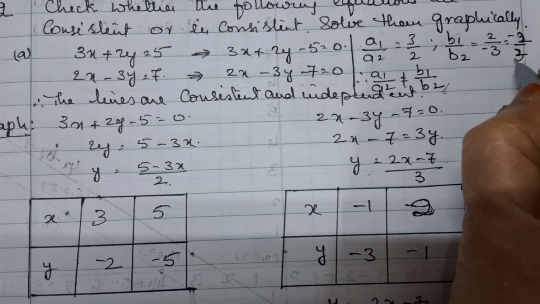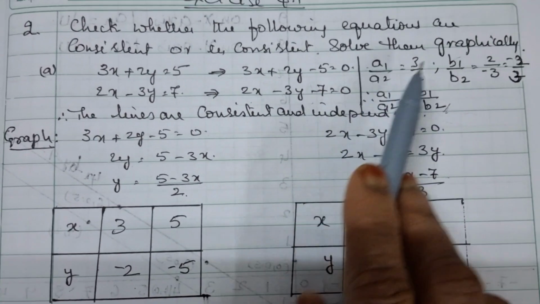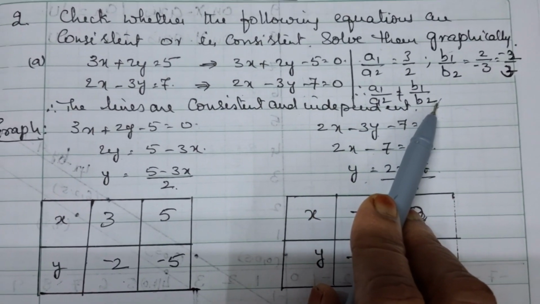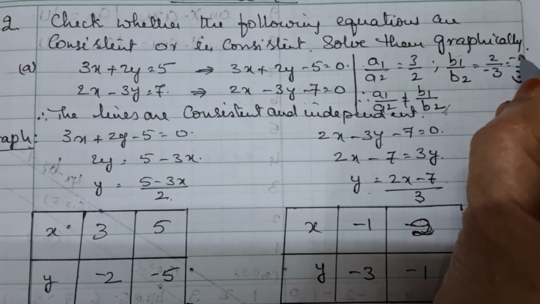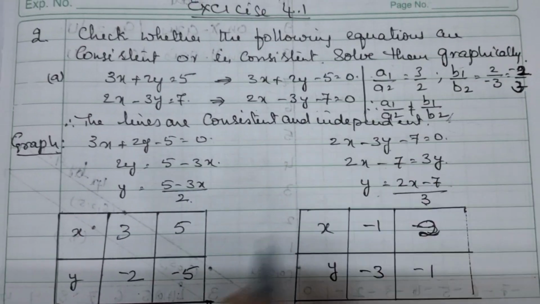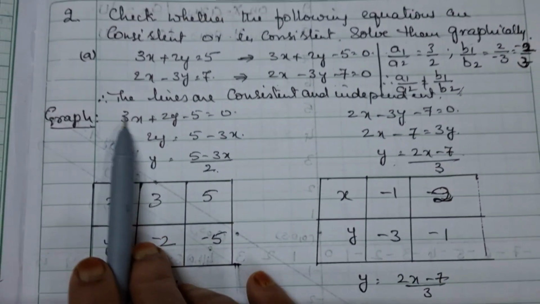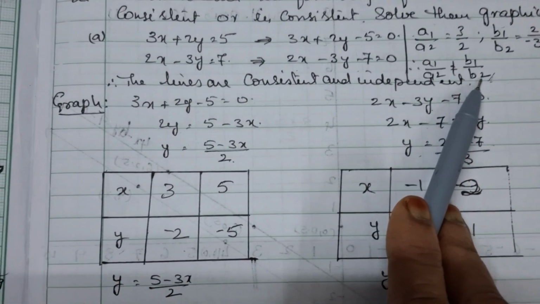Minus 2 by 3. This is minus 2 by 3. So a1 by a2 is not equal to b1 by b2. So what you are getting, children? This is 2 by 3, please don't get confused. Now a1 by a2 is not equal to b1 by b2. That means the lines are consistent and independent. They have only one solution.